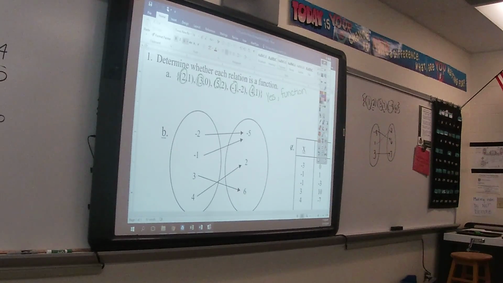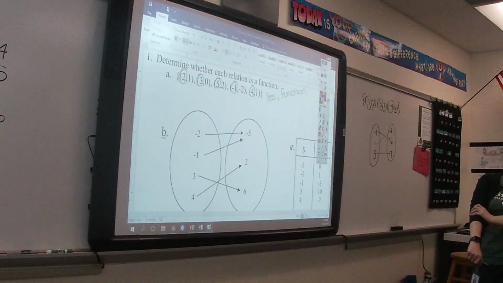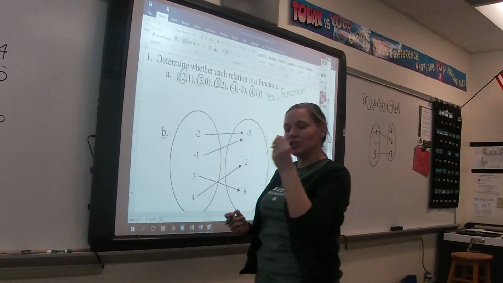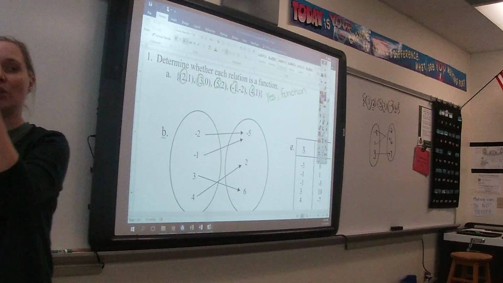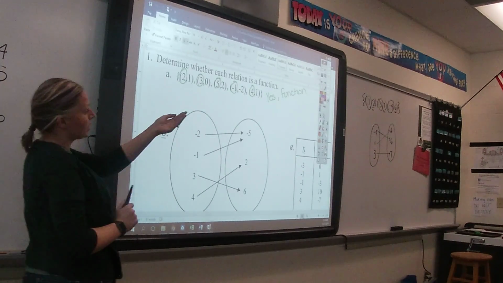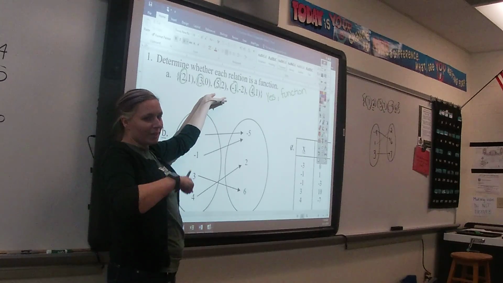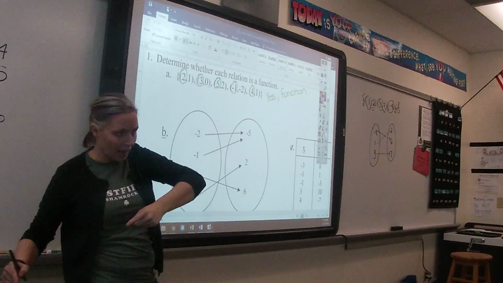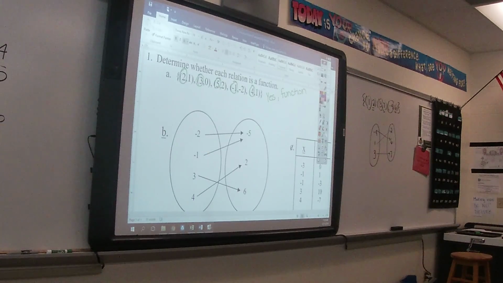Wait, can you say that again? If it doesn't repeat, it's a function? Or if it does? Correct, if it doesn't. So the question we're sort of asking ourselves is, does the x value repeat? In this case, no. So is it a function? Yes. Backwards. Weird.